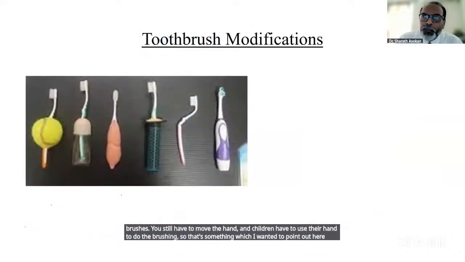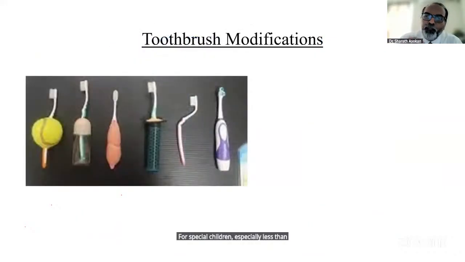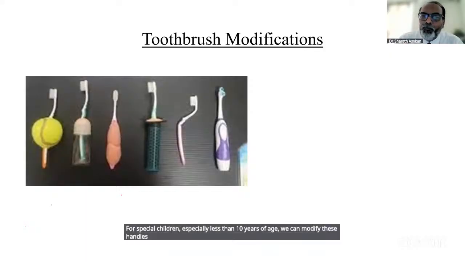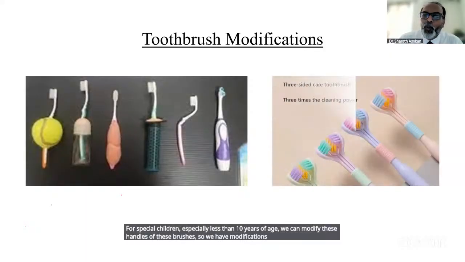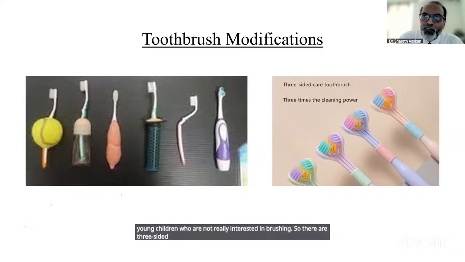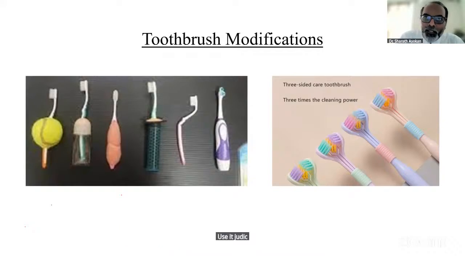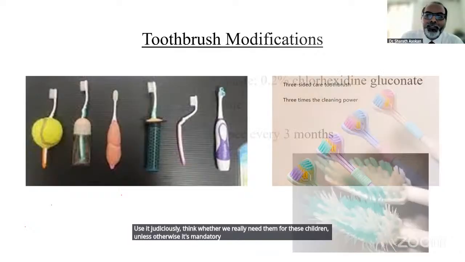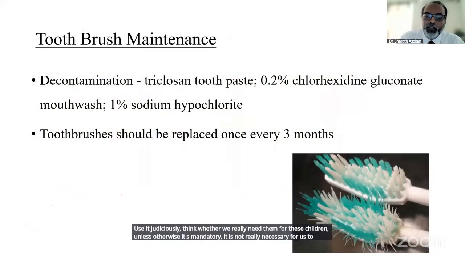For special children, especially less than 10 years of age, we can modify the handles of these brushes. So we have modifications of toothbrushes done. We also have something called three-sided brushes. This is especially for very young children who are not really interested in brushing. These are just modifications which are available in the market. Use it judiciously. Think whether we really need them for these children. Unless it's mandatory, it is not really necessary for us to promote these kinds of brushes.